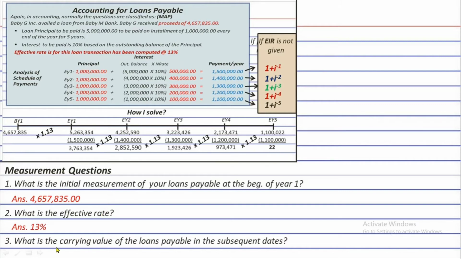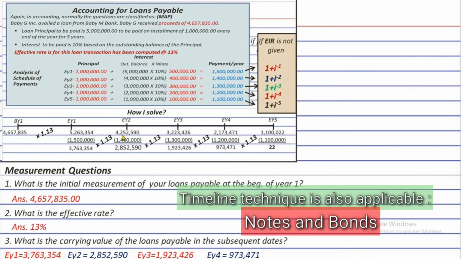Now, the answers are the following. And these amounts can already be seen in this timeline. That is why I told you before that if you complete this timeline, you'll be able to answer all the possible questions. And the bonus is, the timeline is not only applicable in the loans payable and loans receivable, but also in notes payable and notes receivable and bonds and many other topics.